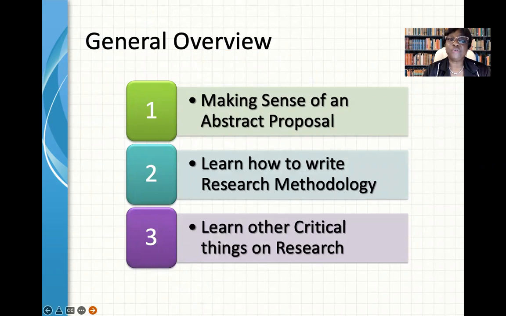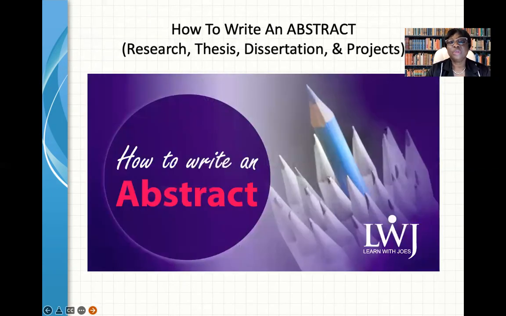Let me go over the general overview of what we'll be going through in maybe the next 3 weeks or 4 weeks. The first one is, how do we make sense of an abstract? I mean, how to write an abstract. And that's what I mean by making sense of an abstract proposal. The second one will be how to write a research methodology. And then there will be other critical things we need to know on research writing or project writing that I'll be sharing with you as we go ahead. For today, we are talking strictly how to write an abstract.